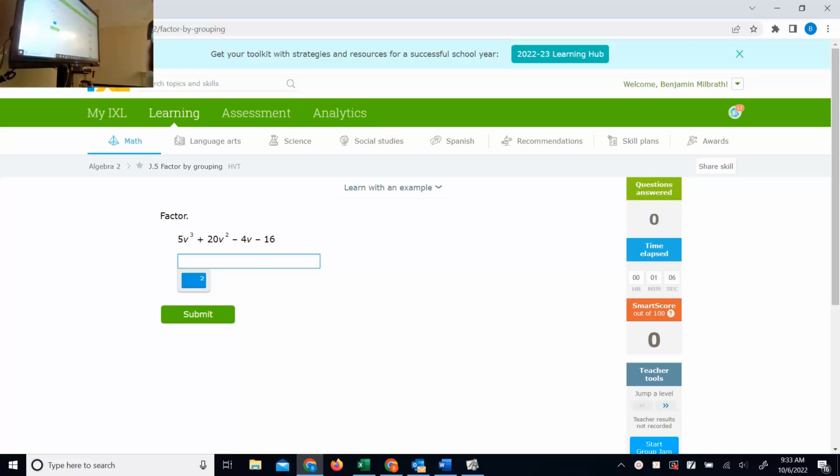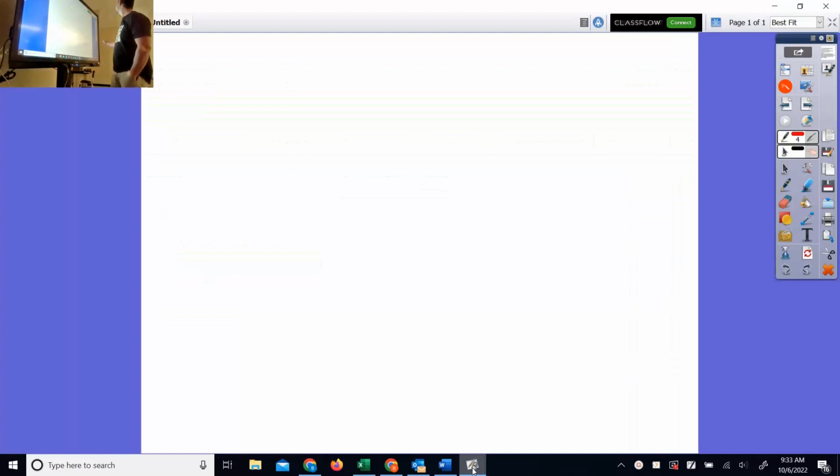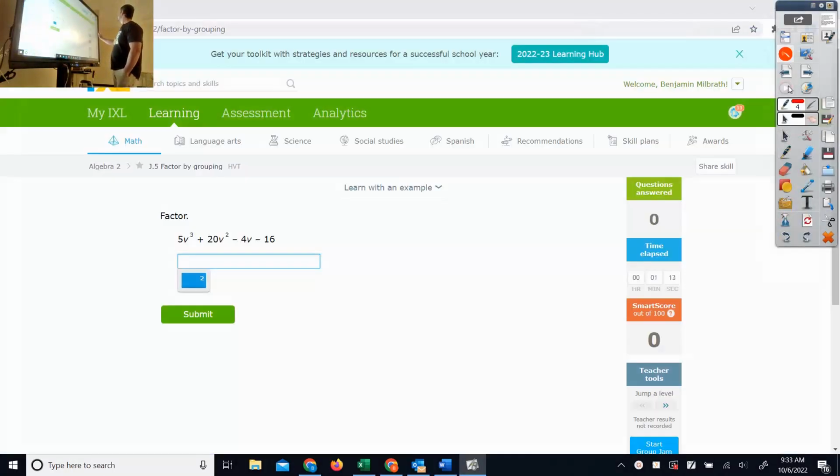Alright, so we've got IXL J5 up. Just factoring by grouping. Factoring by grouping always works when you have four terms. And what you do is you focus on pairs. That pair right there, and this little pink pair right here.